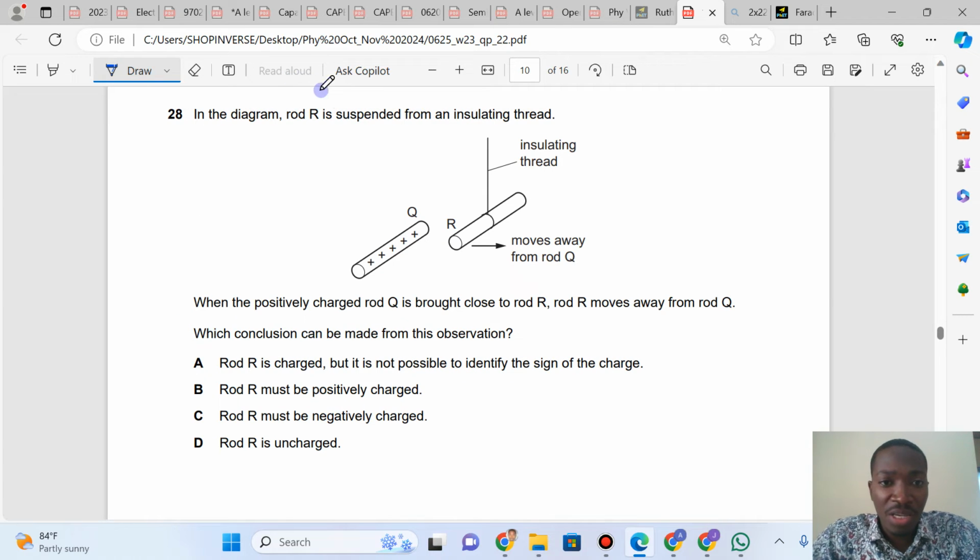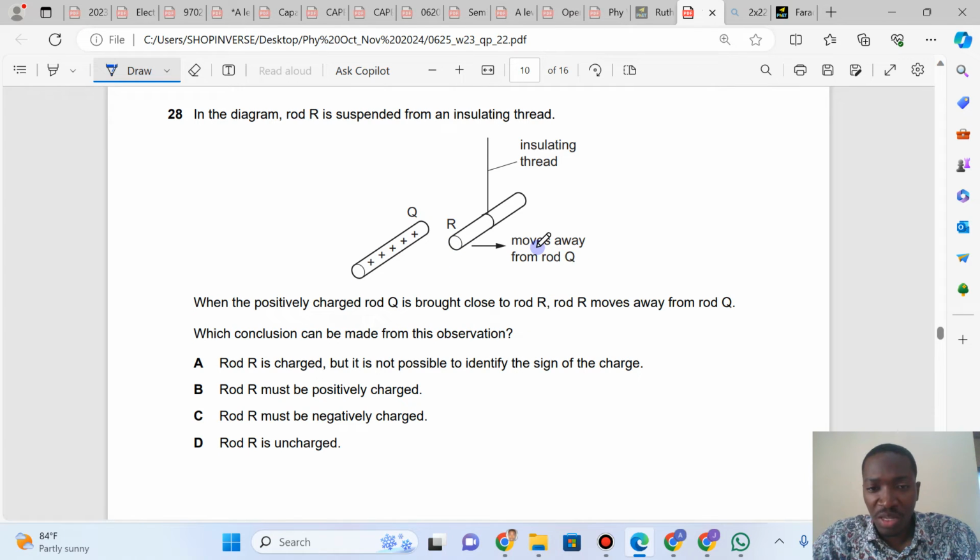In the diagram, a rod R is suspended from an insulating thread. This is the insulating thread, this is the rod R, this is Q. The rod moves away from Q. When positively charged rod Q is brought close, rod R moves away from rod Q. Which conclusion can be made from this observation?